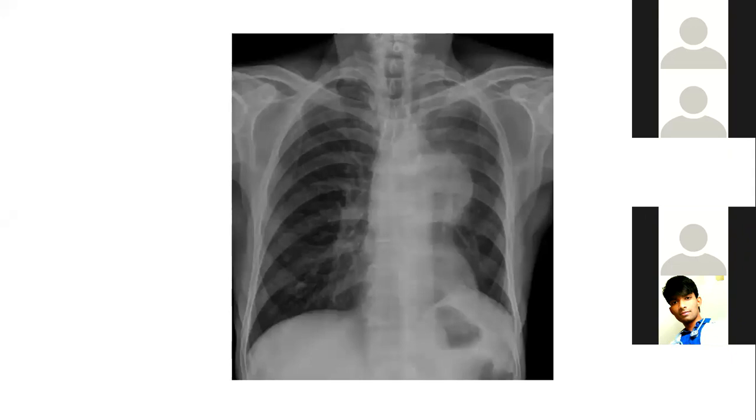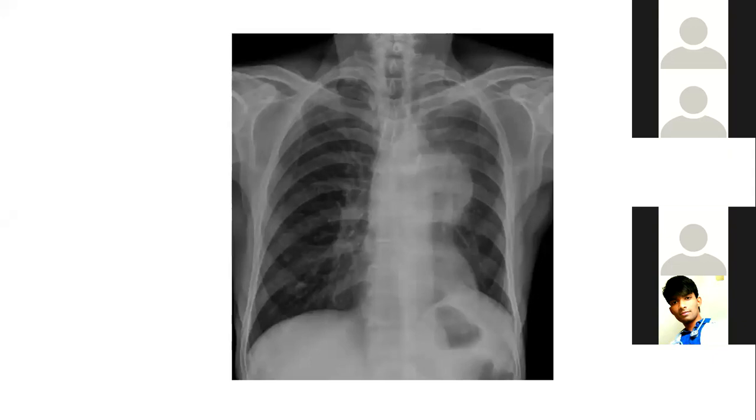So three things are required for a Silhouette sign. One is the densities. They must be almost of similar density. They must be in the same plane, and the margins must be touching each other. Only then the Silhouette sign will be useful in identifying.